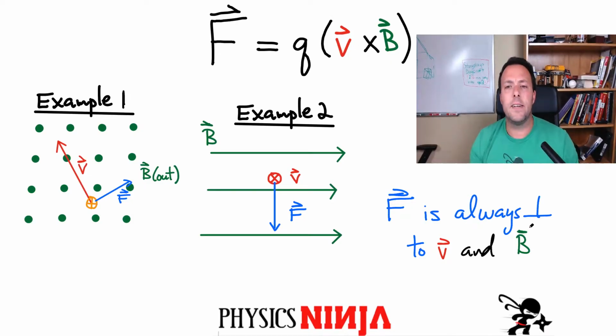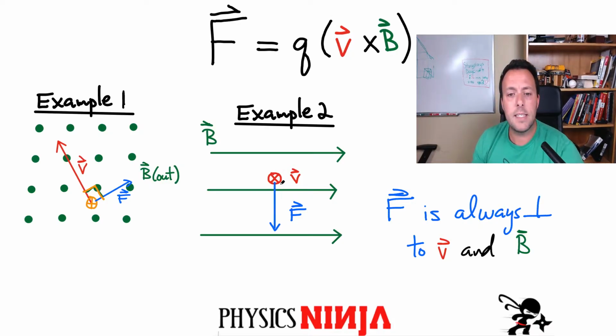Now, one thing to consider is that v and b can be in any direction. I could choose to throw my charged particle in any direction relative to the magnetic field. However, if there is a magnetic force acting on it, it's always going to be perpendicular to both of those vectors. Have a look. Right here, I've got my field coming out of the page, my velocity at this angle. Look where the force is. It's at this angle. It's perpendicular to the velocity vector, and it's also perpendicular to the magnetic field vector, which is coming out of the page.